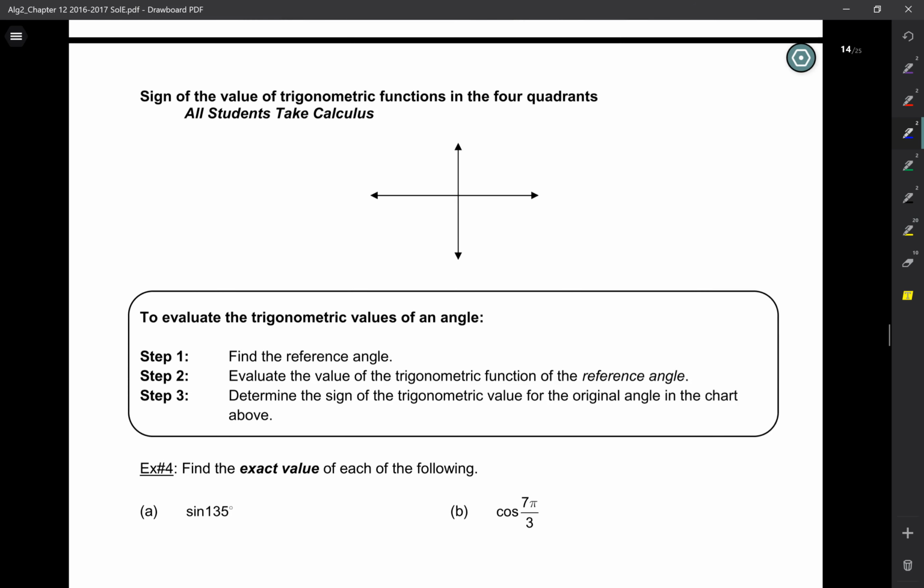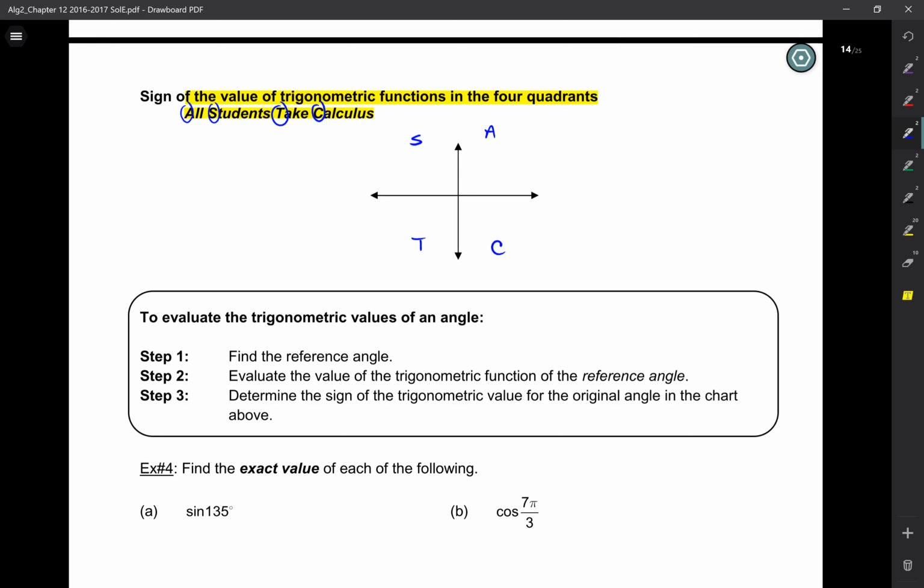Now, depending on where your angle falls, the sine, cosine, tangent values could either be positive or negative. What we do is we use this mnemonic. All students take calculus. It does not have to be a true statement. It just works, okay? All students take calculus. Here's how we do it. And remember in math, it's always counterclockwise. So look, it's all students take calculus.